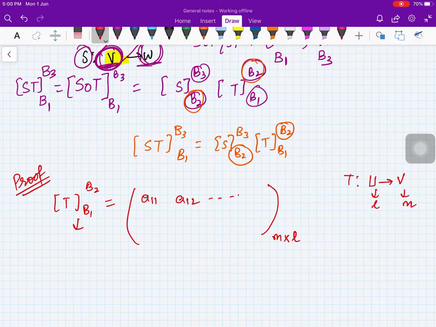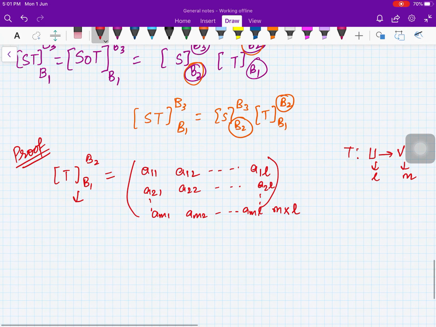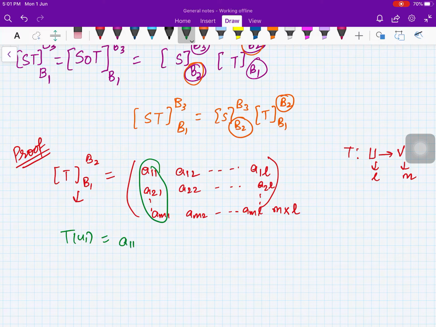This should be clear to you by now. So if I represent T as this matrix, A11, A21, A22, A2L, AM1, AM2, AML, then I know that T of U1 is the first column: A11 into V1 plus A21 into V2 plus so on, AM1 into VM. In general, I can write T of UI as the sum over J from 1 to M of AJI VJ. This should be clear to you by now.